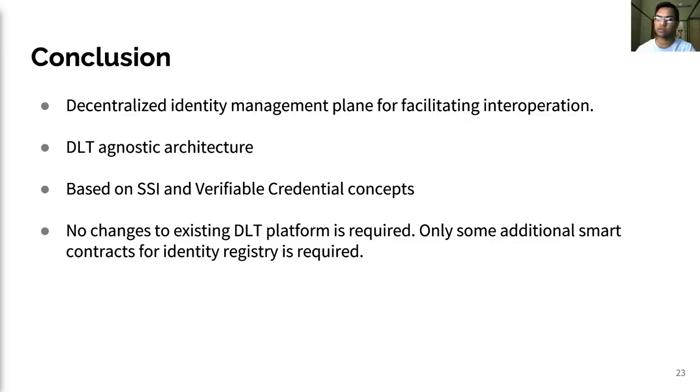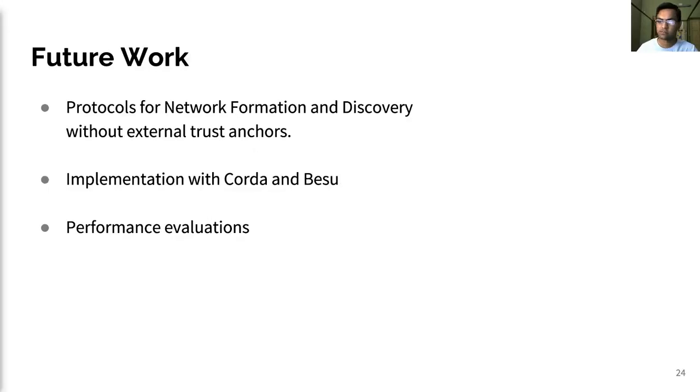To conclude, we have introduced a decentralized identity management plane for facilitating interoperation, which is DLT agnostic and based on DID and VC concepts. So this system requires no changes to the existing DLT platforms, and only some additional smart contracts and application layer implementations are required. In future, we plan to extend our protocol for network formation and discovery without trust anchors, and also do the implementation with Corda and Besu.